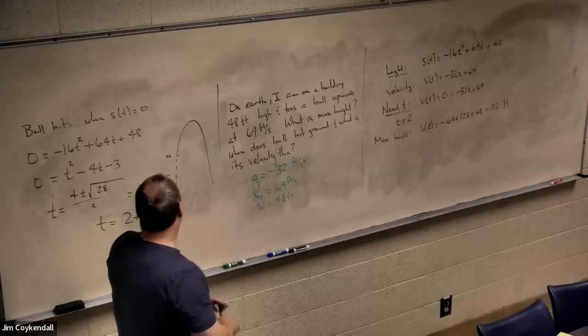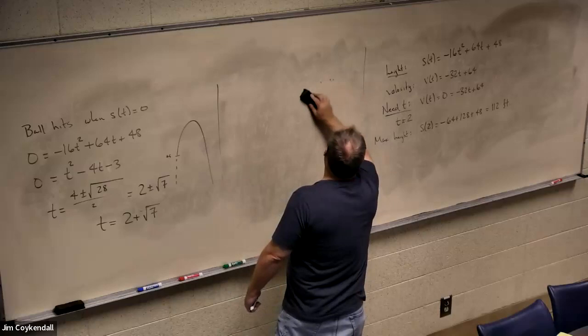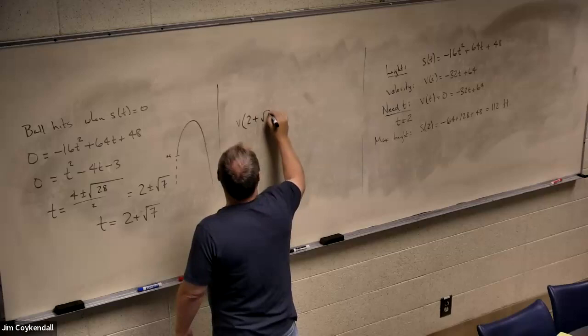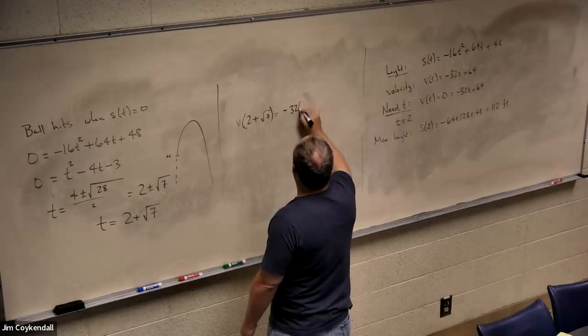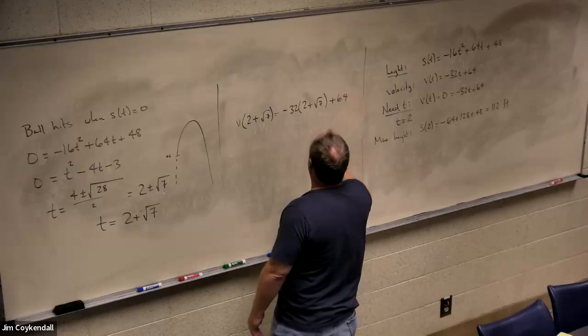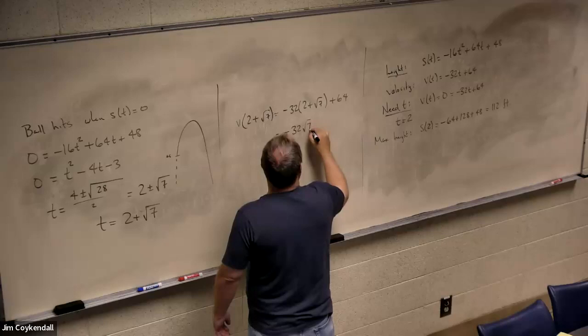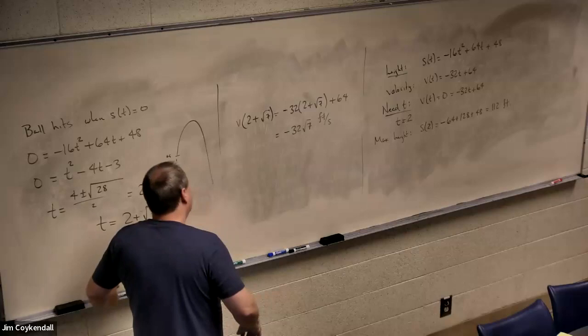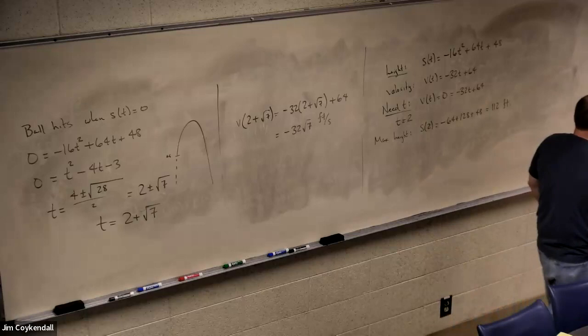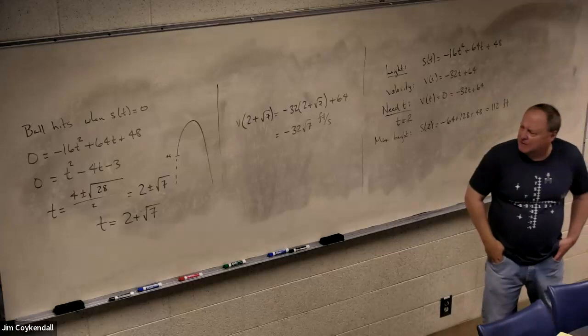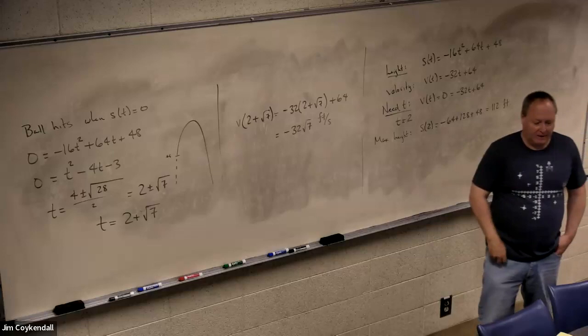And what's the velocity when it hits the ground? It's just this: minus 32 times 2 plus radical 7, plus 64. The 64 is going to cancel the 64, and I get minus 32 radical 7. The square root of 7 is between 2 and 3, so that's between 64 and 96. Probably say maybe roughly 80 feet per second. Notice the negative signifies the fact that it's falling down. Okay, any questions on that?